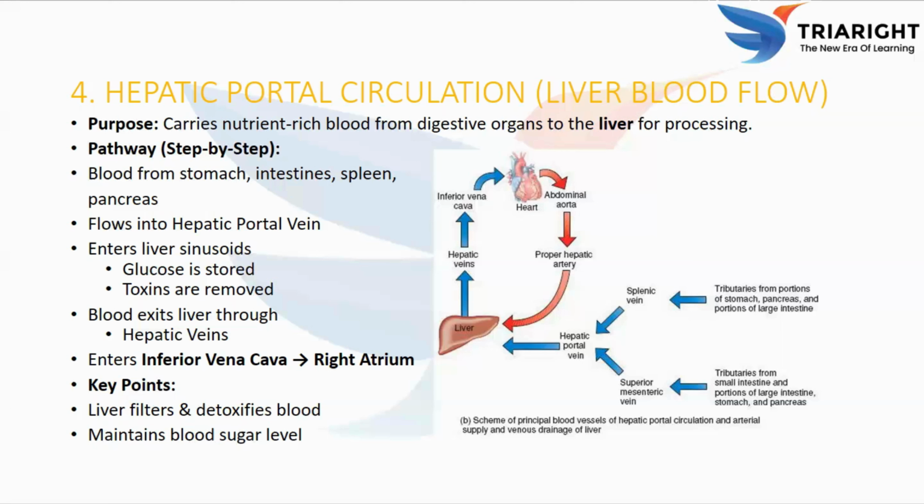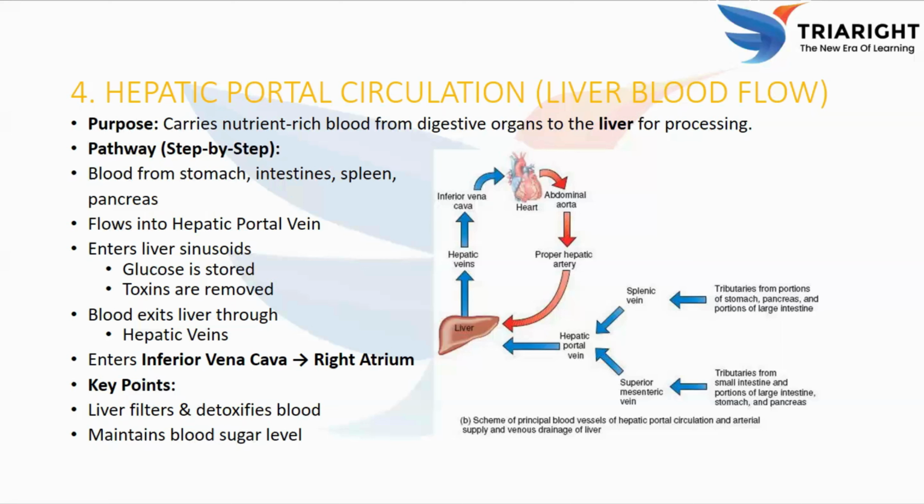So inside the liver, what happens? This hepatic portal vein delivers into the liver sinusoids, and here the important process takes place. Glucose is stored as glycogen, and the toxic drugs and waste are detoxified or broken down. Nutrients are also processed for use or storage. After this, the blood leaves the liver. After processing, the clean blood leaves through the hepatic veins, which drain into the inferior vena cava, which carries the blood back to the right atrium of the heart.